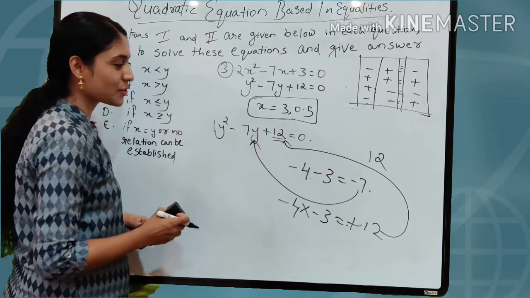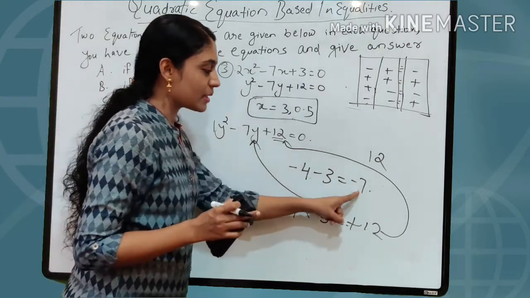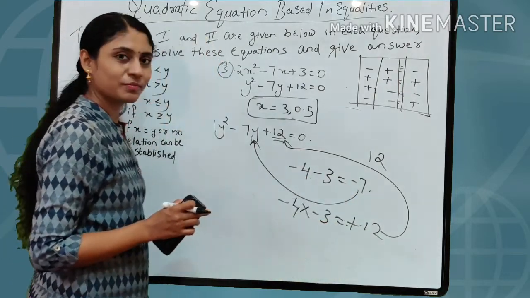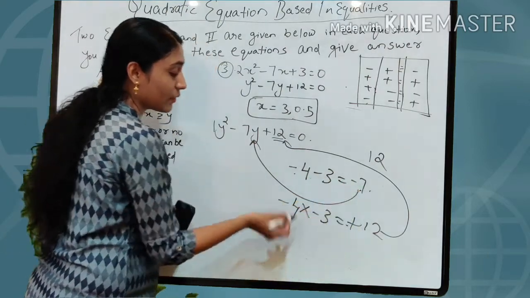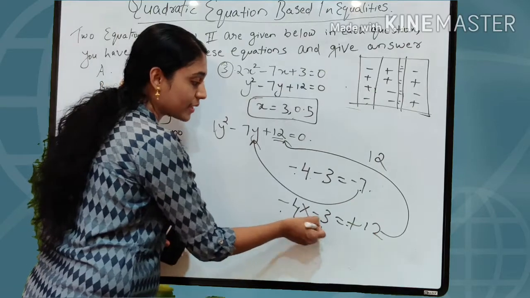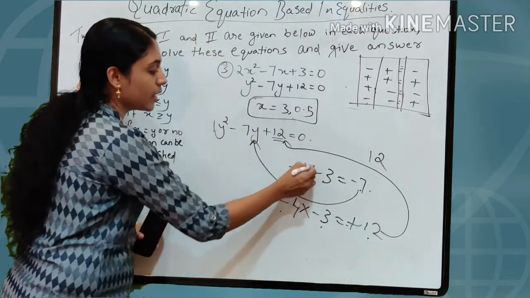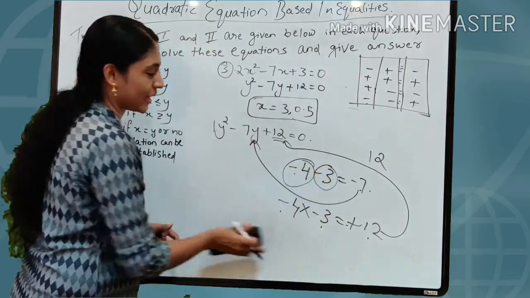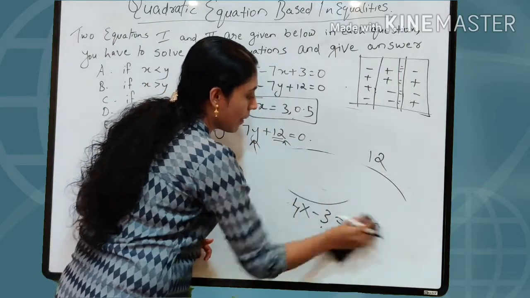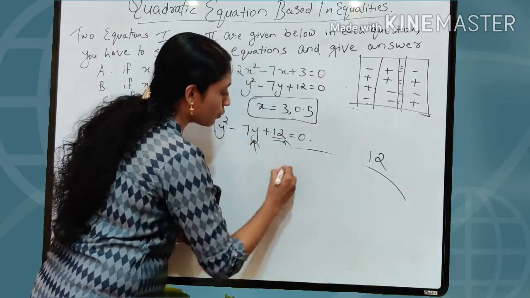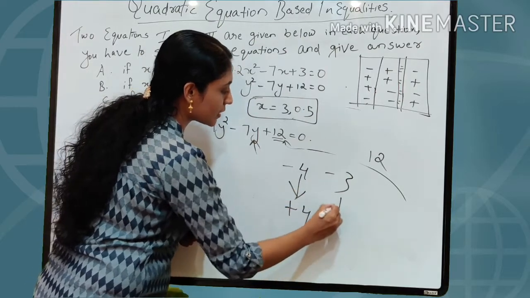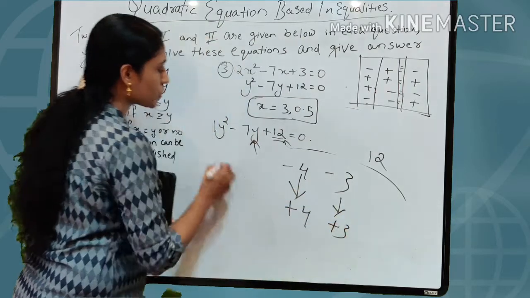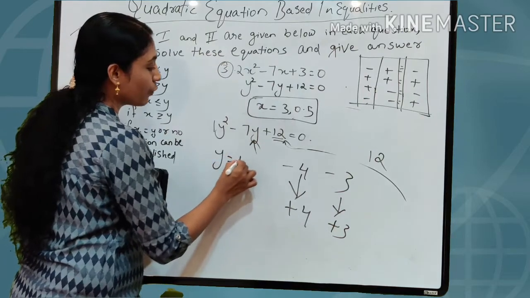See, understood how we got the numbers minus 7 and plus 12? So when we do minus 4 and minus 3, we will get minus 7, and when we multiply minus 4 and minus 3, we will get plus 12. So the numbers are minus 4 and minus 3. What we have to do? Take the opposite signs. Minus 4 becomes plus 4 and minus 3 becomes plus 3. So the required numbers for y are 4 and 3.